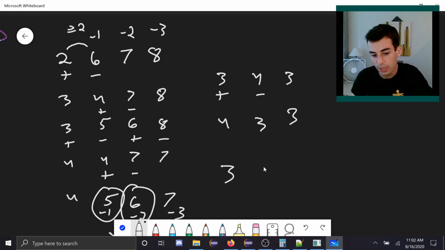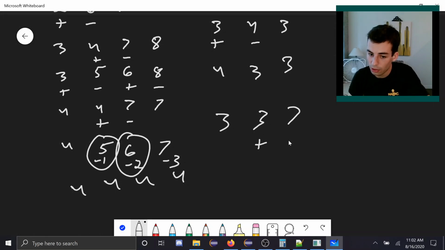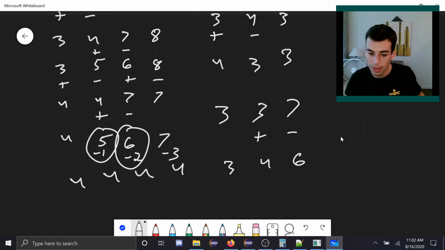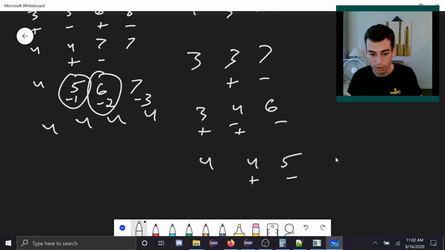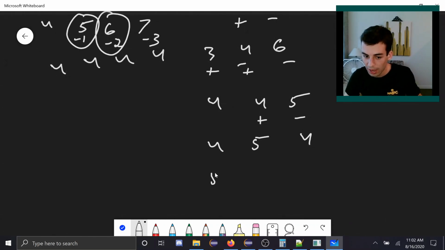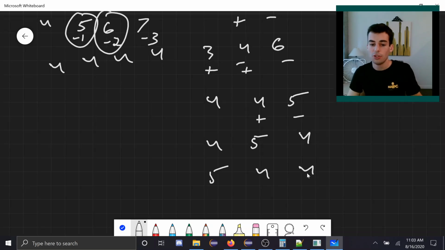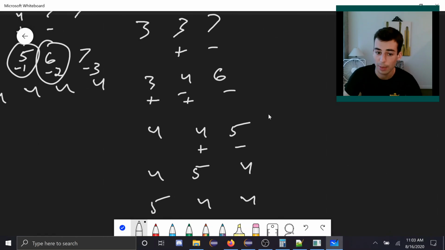What if we have a 3, 3, 7, for instance? Well, then we'll add 1 here, subtract 1 here. So then we have 3, 4, 6. Then we'll do the same thing again. So now we'll add 1 here, subtract 1 here, add 1 here, subtract 1 here. So now we have 4, 4, 5. Now we add 1 here, subtract 1 here. So we have 4, 5, 4. Finally, we would have 5, 4, 4. So in other words, the values just cascade to the front. That's the change that happens.